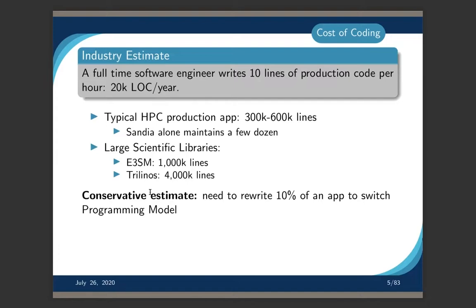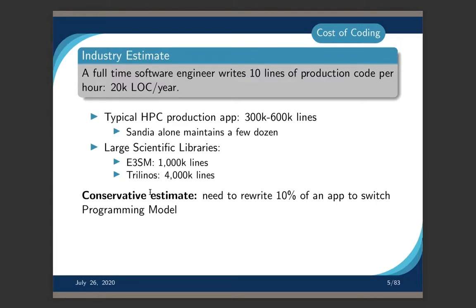There's this industry estimate which says that a full-time software engineer, somebody who works at Google or Microsoft or whatever, can write about 10 lines of production quality code per hour. So you can get about 20,000 lines out of a person in a year. And if you look at typical HPC applications, some of the bigger known codes have around 300,000 to 600,000 lines. Just at Sandia, we maintain a few dozen of those. And then you have these large scientific libraries, things like E3SM and Trilinos, which are millions of lines of code.